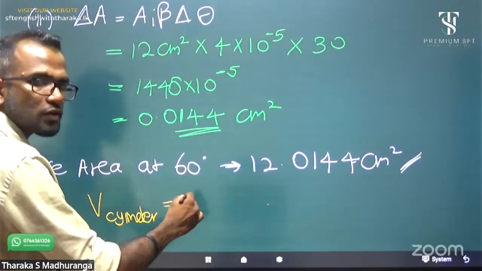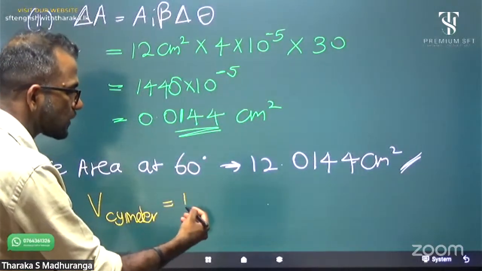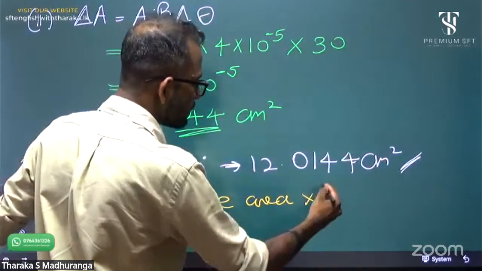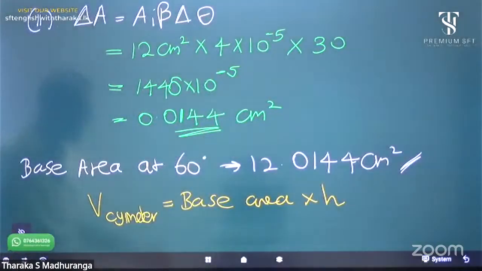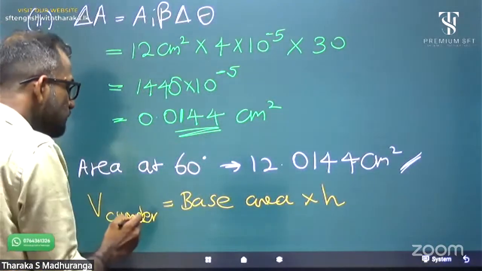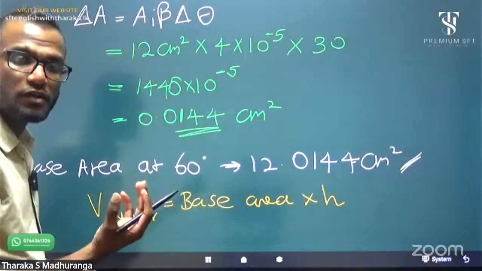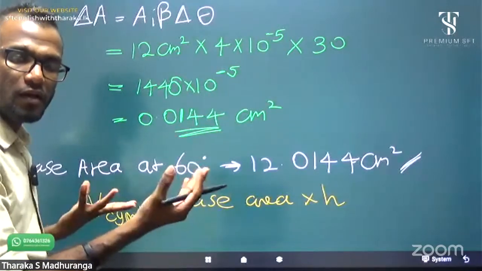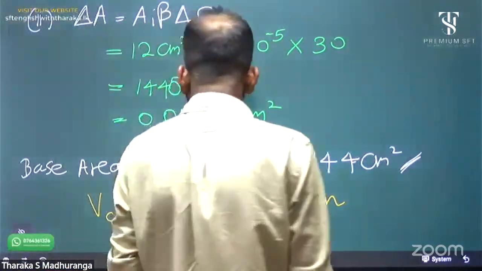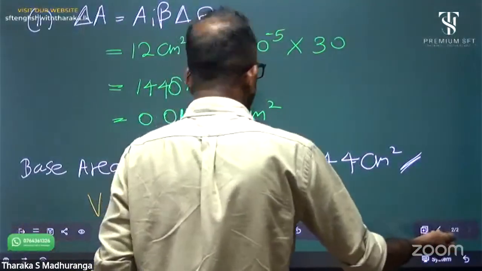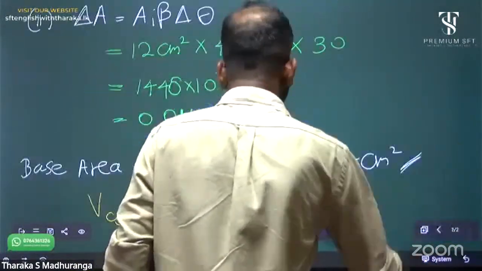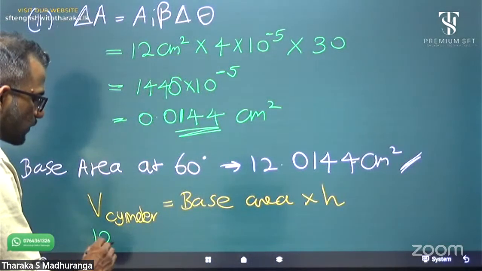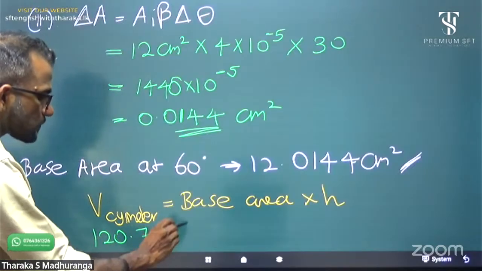equal to pi r squared h, or base area into h, perpendicular height. That means the height of cylinder. Now, what is the volume of cylinder? The volume of cylinder equals the initial volume plus real expansion. Initial volume 120 liquid and real expansion 0.72. If you have any doubt, please ask me. 120.72. Okay.